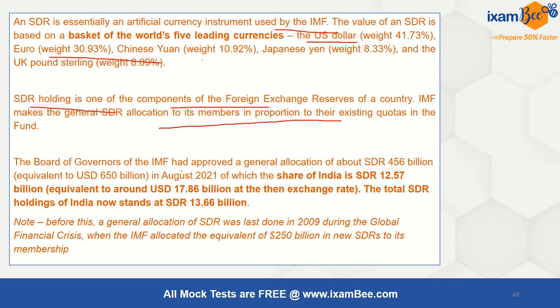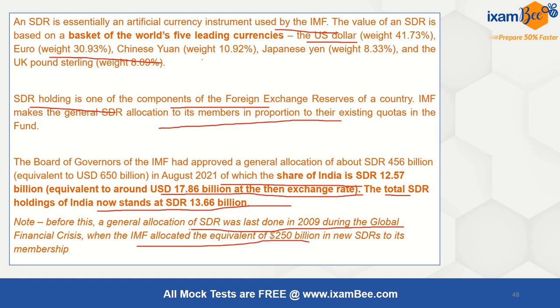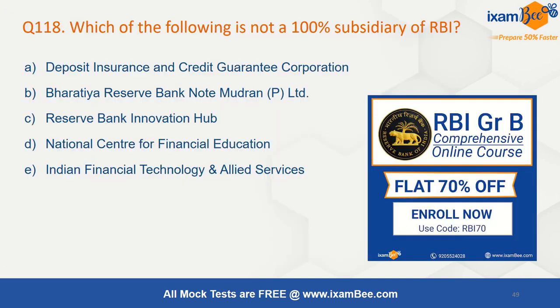So the Board of Governors of the IMF approved a general allocation of 456 billion in August 2021, to which India's share was 12.57 billion. If we convert it at the exchange rate of USD, it will be around 17.86 billion USD. And with this, the total SDR holdings in India stand at SDR 13.66 billion. Before that, it was less, right? And before that, the SDR allocation was done in 2009 during the global financial crisis, when IMF allocated the equivalent of $250 billion of SDRs to the members.